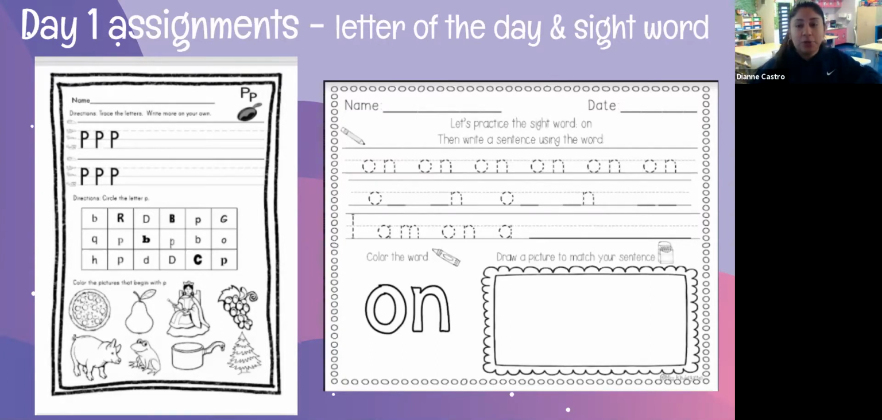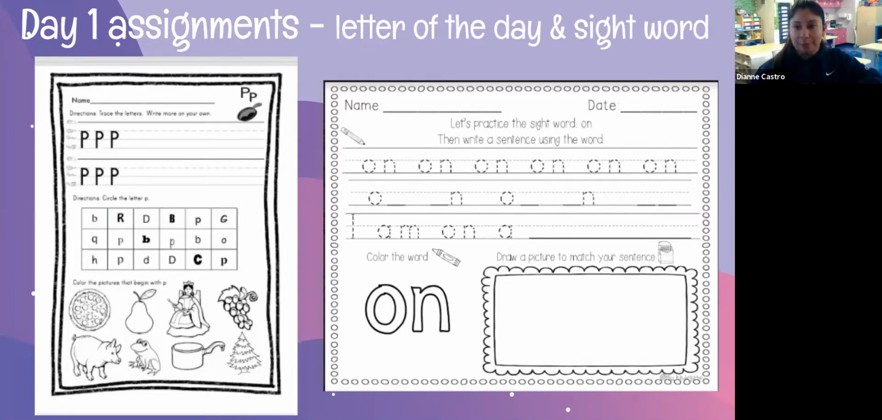Next picture is a fruit called pear. The next picture is queen. Next to her, we have grapes. Then on the bottom row, we have pig, frog, pot, and then the last one is a pine tree.